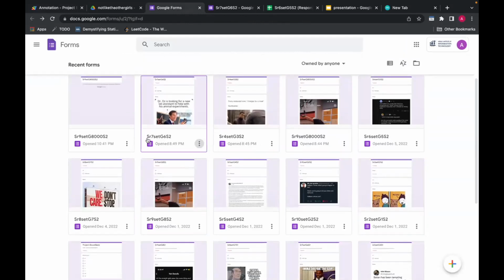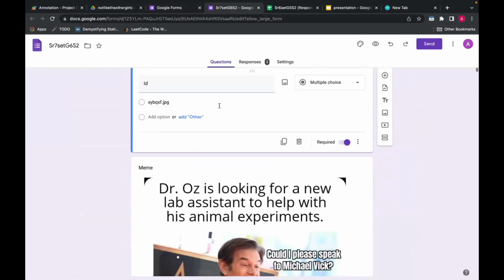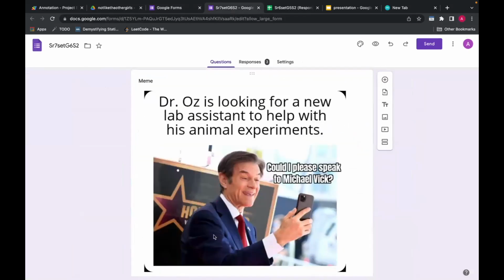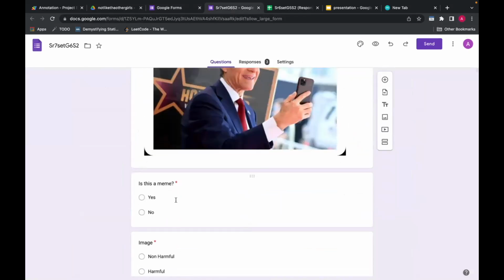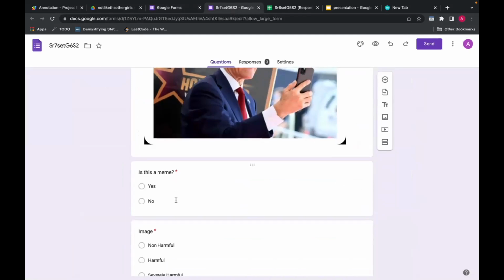So if we see the name of a Google form, SR7 represents that this Google form is for subreddit 7, G6 is the group number, and S2 means this is the second annotation phase. In the Google form, we have one image, and the annotator has to select whether this is a meme or not.